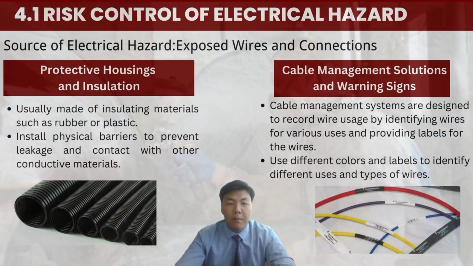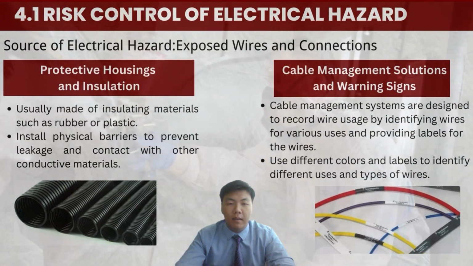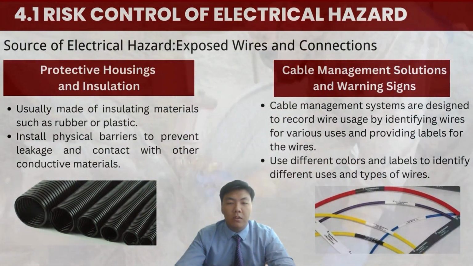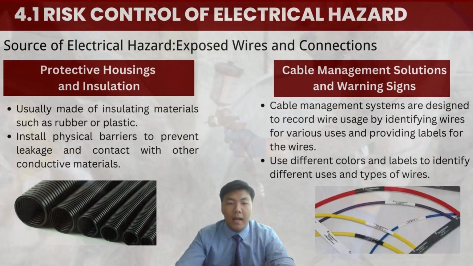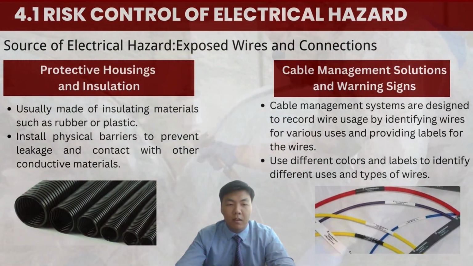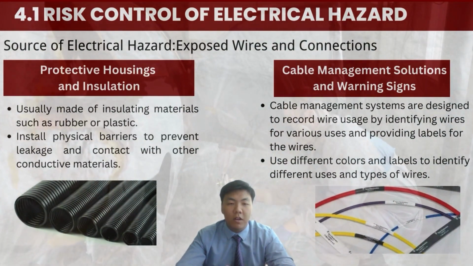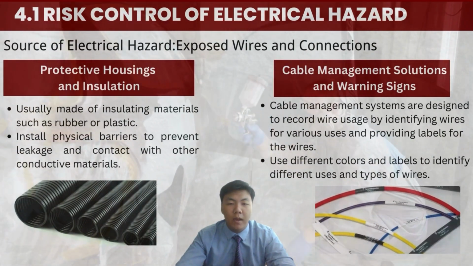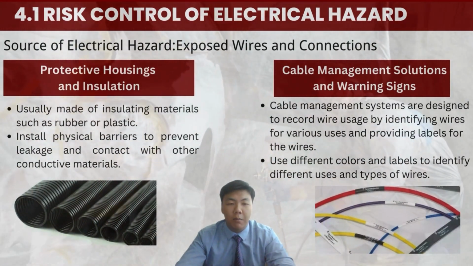The hosing, usually made of rubber or plastic, effectively prevents the risk of electric shock from contact with other wires. And the next one is to apply a color management system. Similar to these pictures, identify different uses and types of wires by using different colors of labels.